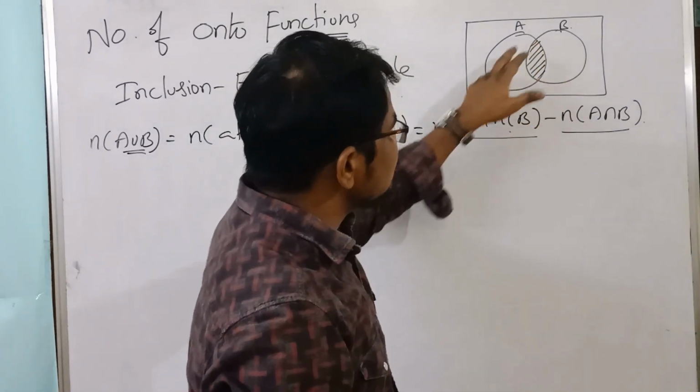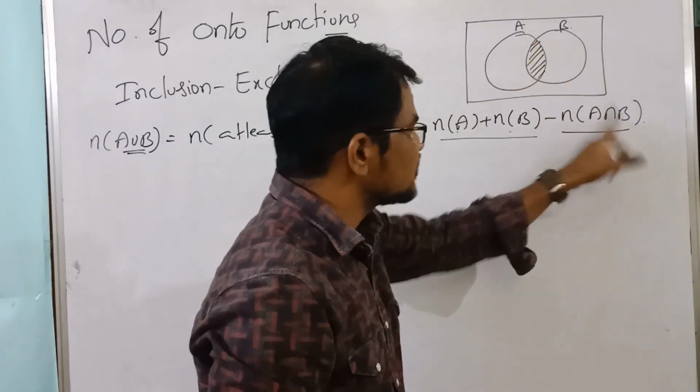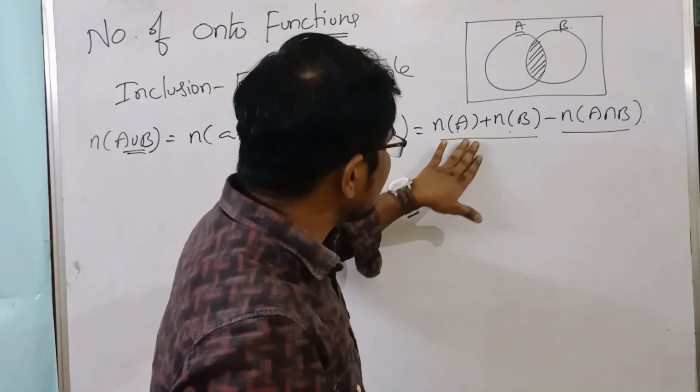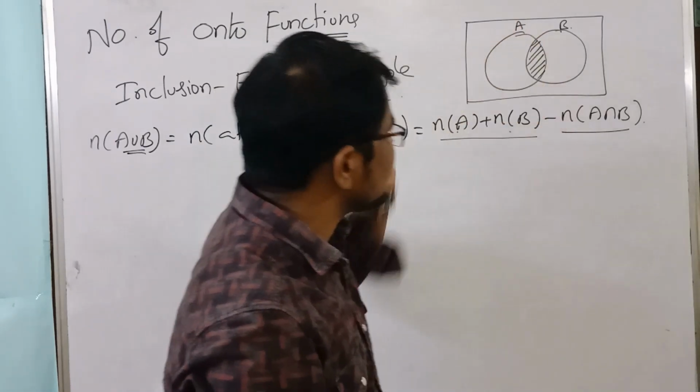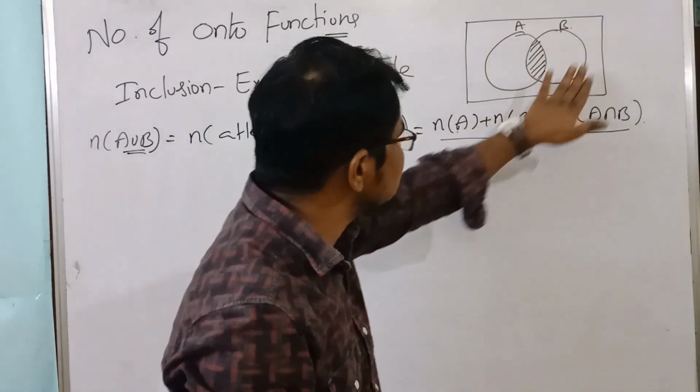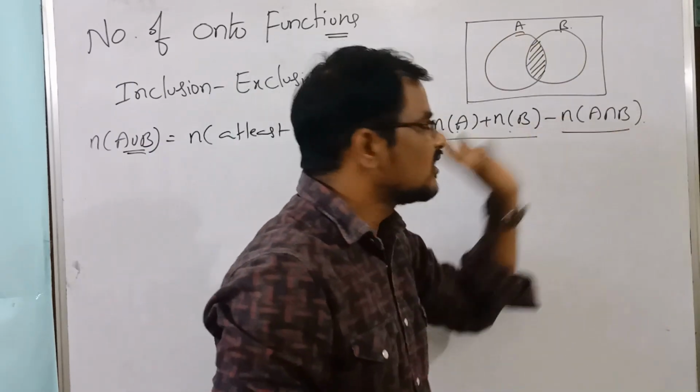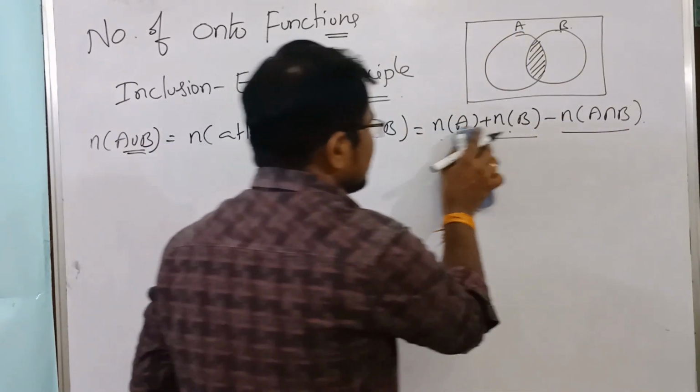but only once we have to consider, so that's why once we have to subtract. If you take n of A here, in this one also intersection is there, n of B, in this one also intersection is there, so that's why once we are subtracting, right?